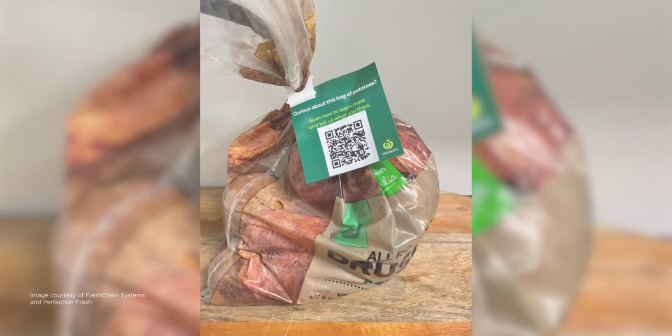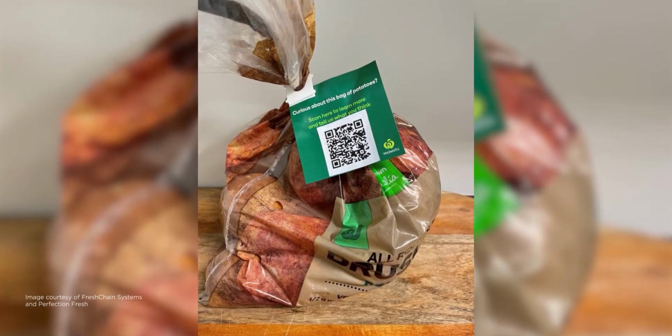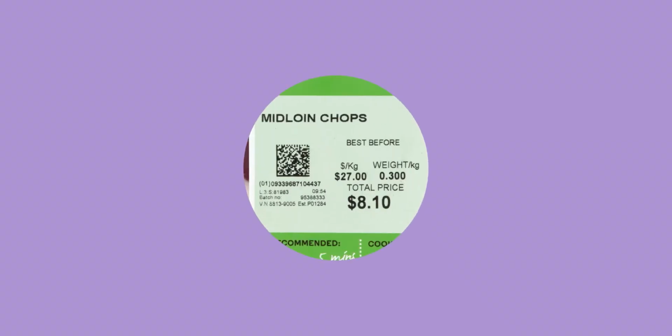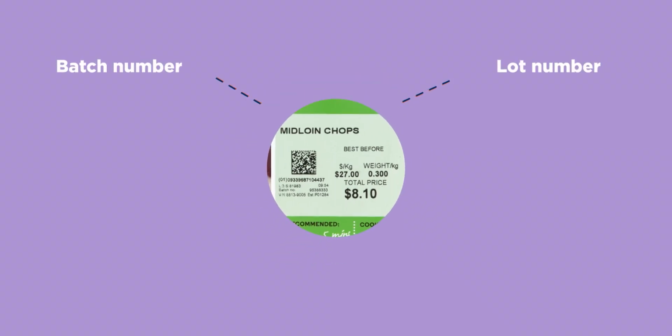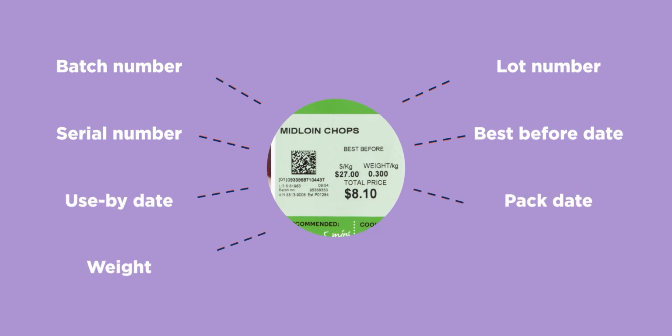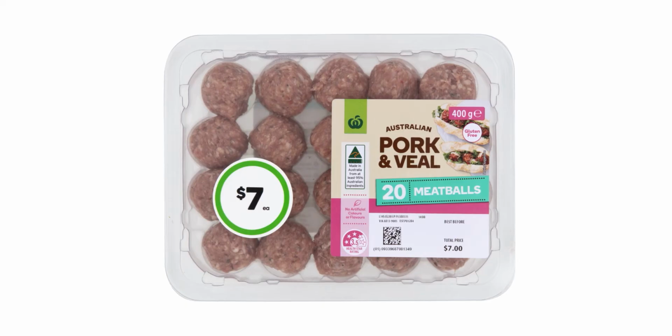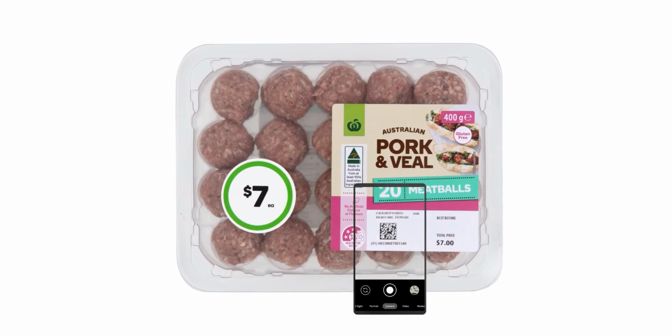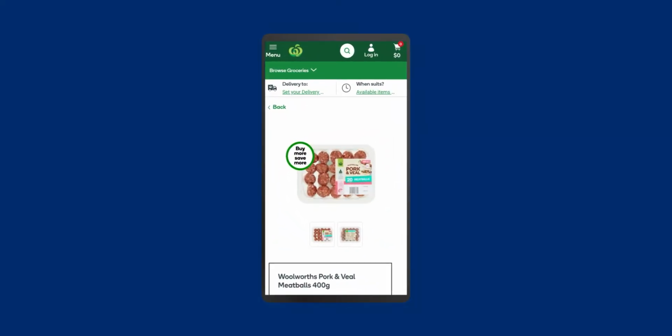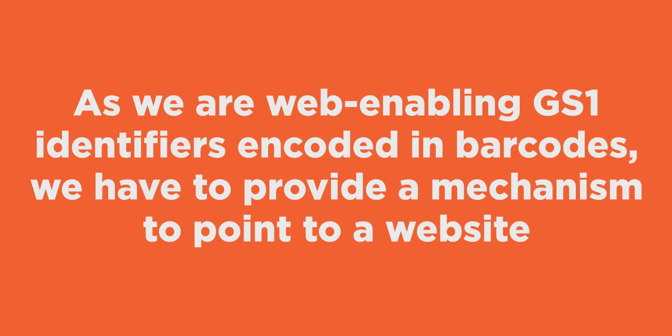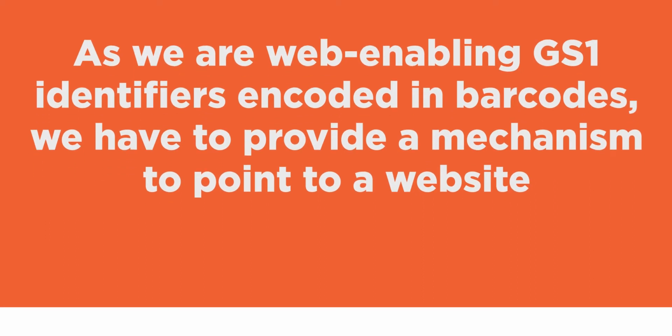The GS1 Digital Link standard provides a way to web-enable barcodes, where you can actually represent your data, like your GTIN, batch, lot number, expiry date, in a web URL or web address. There are a number of components that make up the GS1 Digital Link standard and a number of ways to implement it. As we are web-enabling GS1 identifiers encoded in barcodes, we have to provide a mechanism to point to a website. There are two ways to do this.